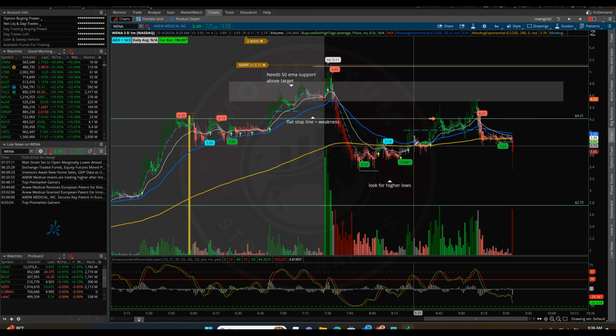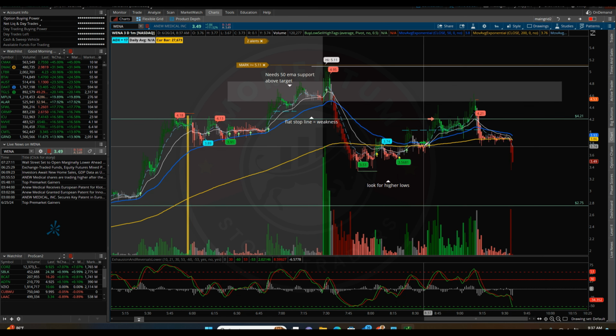But when you're seeing flattening out of EMAs, that's weakness. No matter how you look at it, that's weakness. So I tend to lose interest when I see that, except for in this case, I had room above my EMAs to this target for a 40-cent trade. So that's how I'm trading IPOs. That's how I draw my predictive target lines.